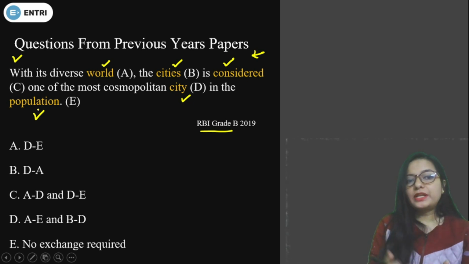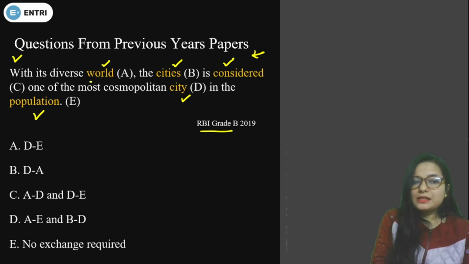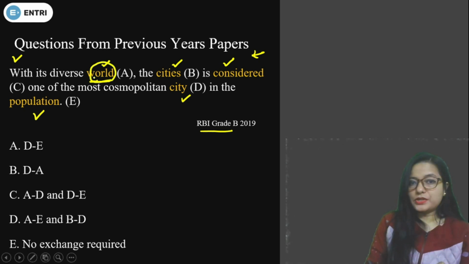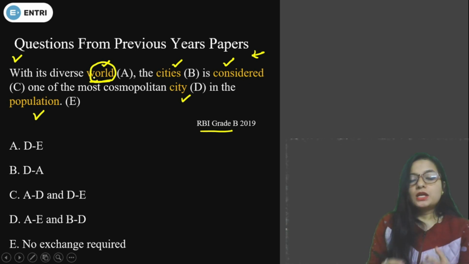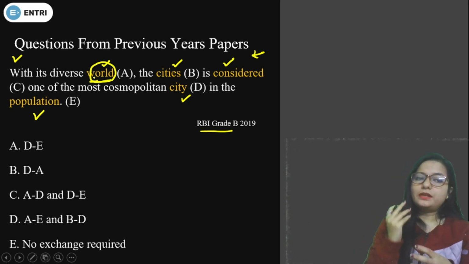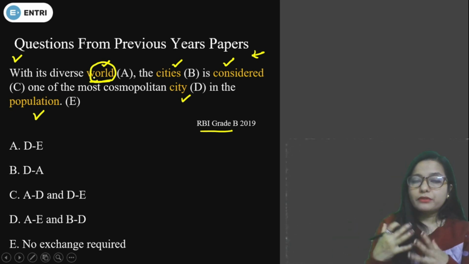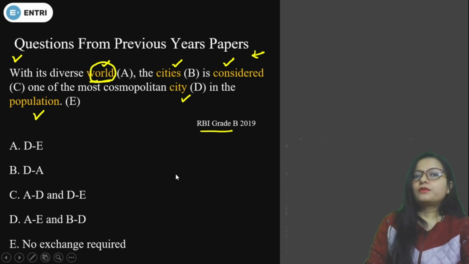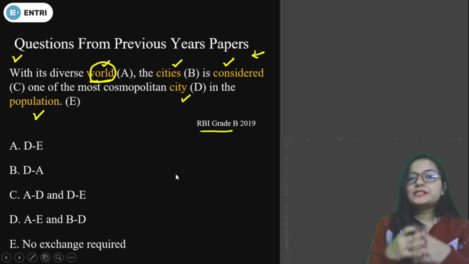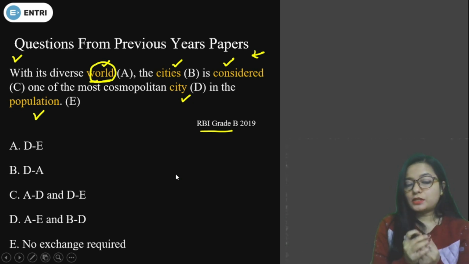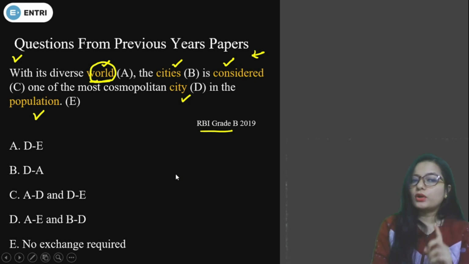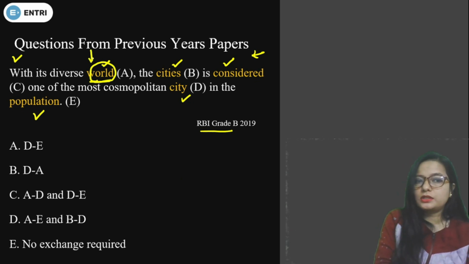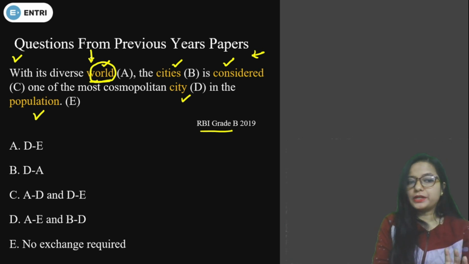Once we start reading the sentence, we get to know that this word world is not appropriate here. It is not used correctly. So what do you think when you read this sentence? With its diverse world. Diverse means something which is varied, or something which has variety. So can you say diverse world? No, you cannot say diverse world. So we get to know that something is not correct here, something is complicated here.